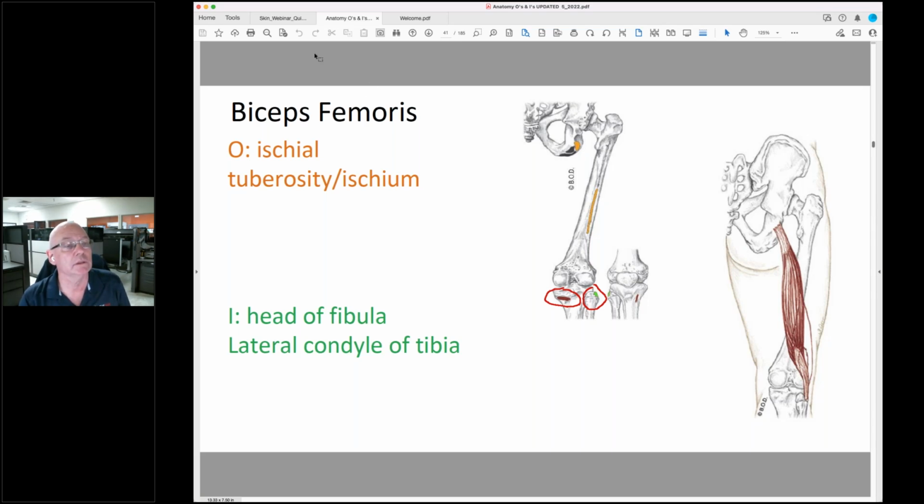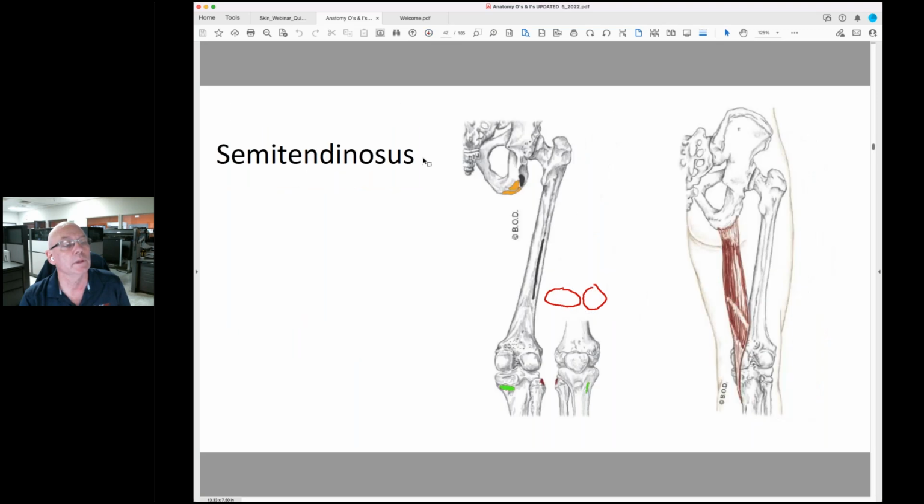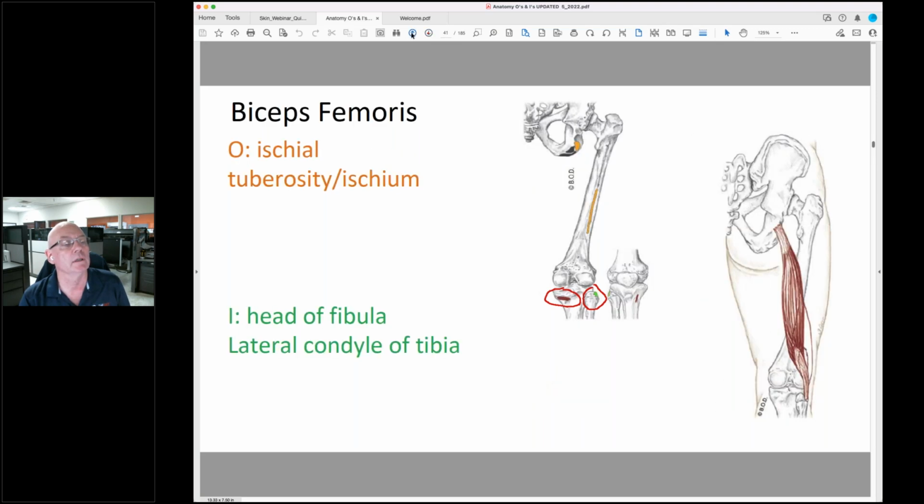Now the actions of biceps femoris will come together, I guess. So we're just going over insertions. Can you please repeat the origin one more time? Yes, origin is the ischial tuberosity.